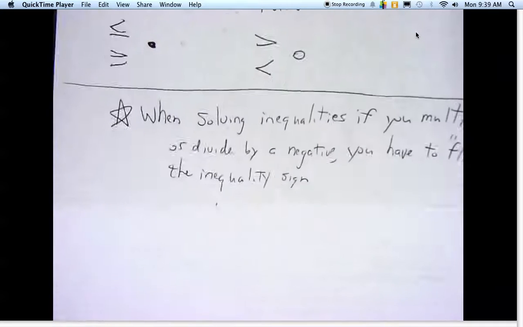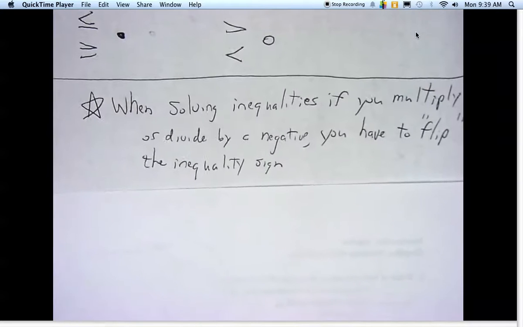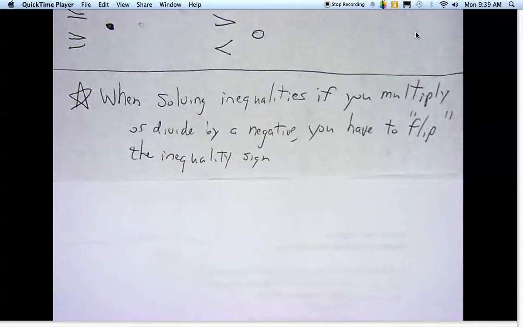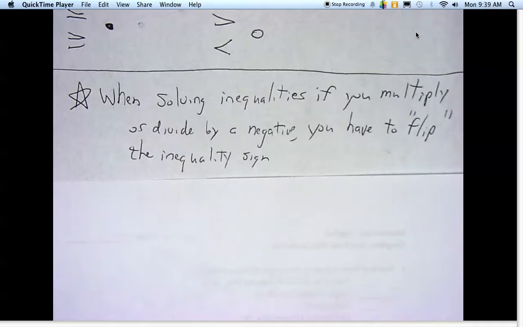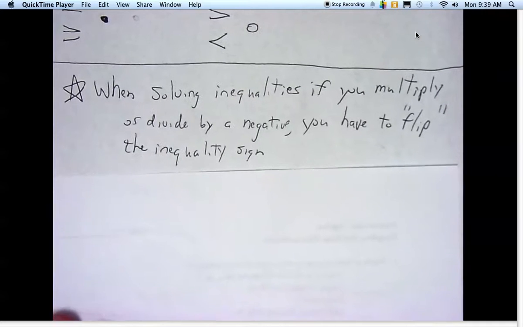Other thing to remember when you are solving things on the number line, if you multiply or divide by a negative, you have to flip the inequality sign. So if it was less than, it becomes greater than, or vice versa.